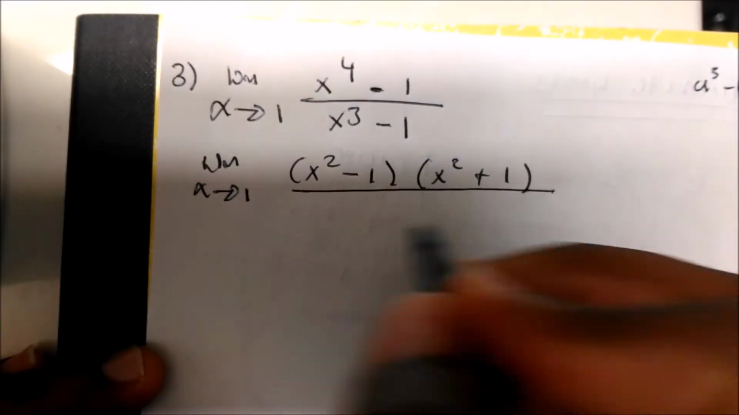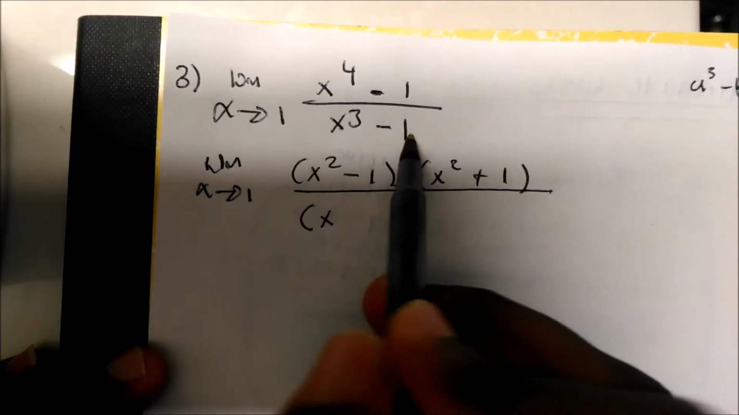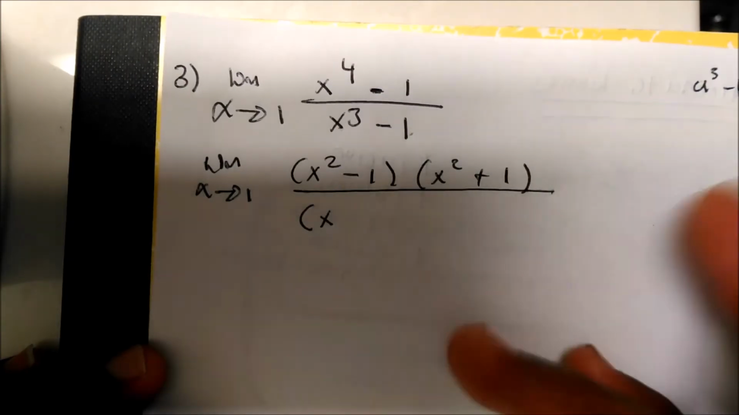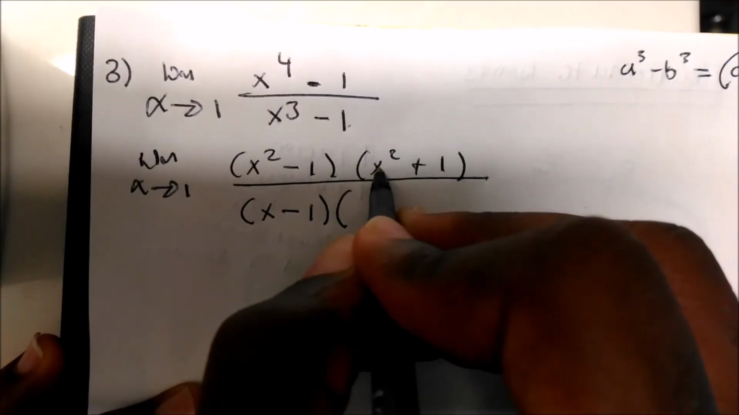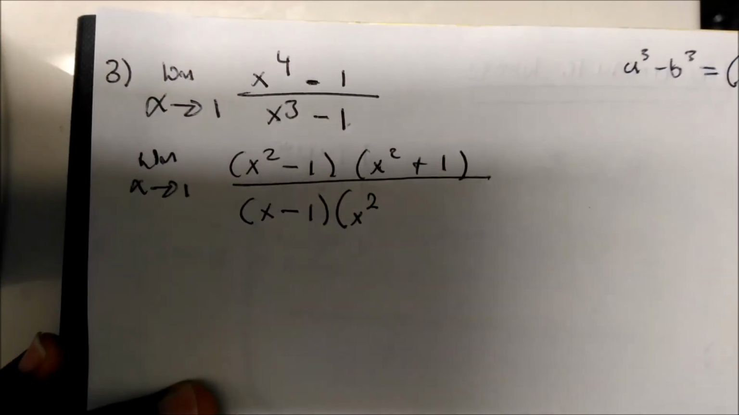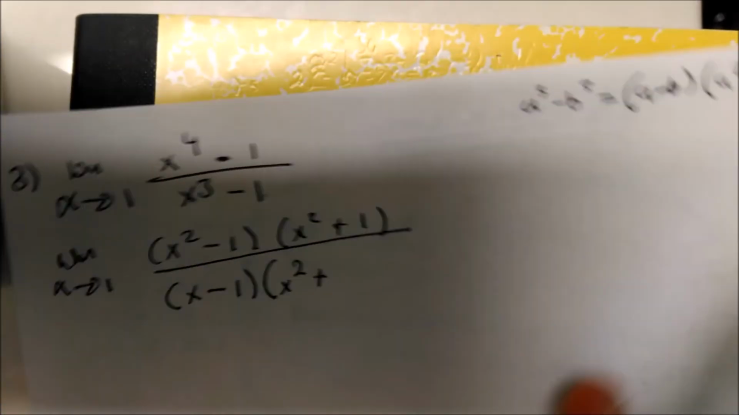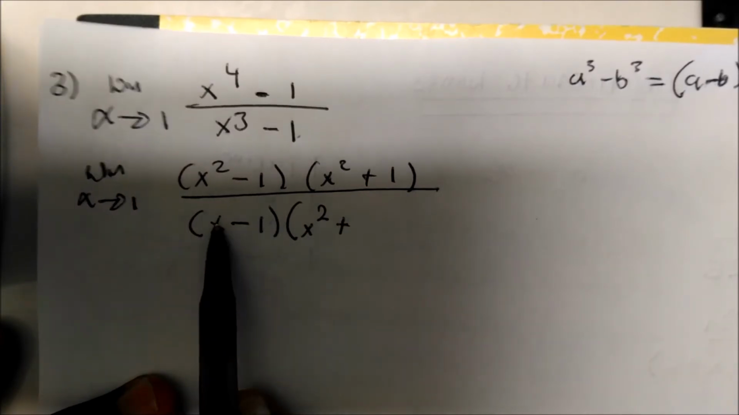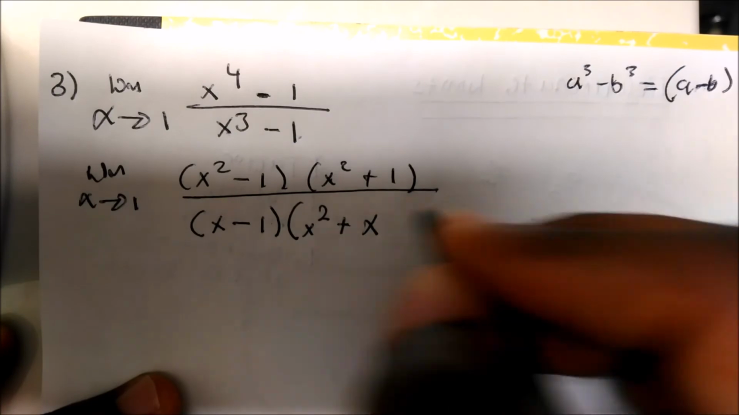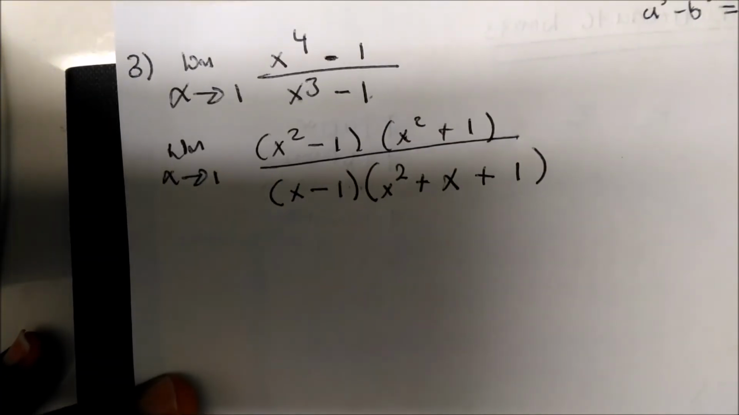So knowing that, I could say, okay, my x is going to be my a, and my 1 is going to be my b. So x minus 1 multiplied by a squared, which is x squared, plus ab, x times 1, which is just x, plus b squared, which is just 1. 1 squared is 1, and that's going to be my formula. Looking at this, we still have 0 over 0.